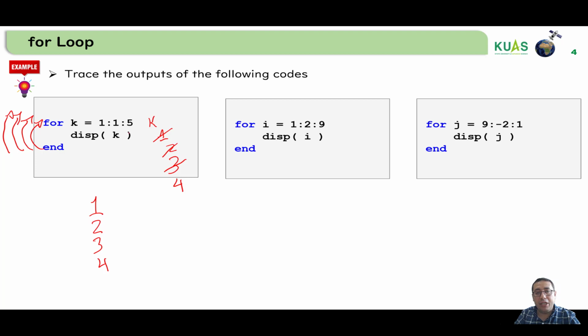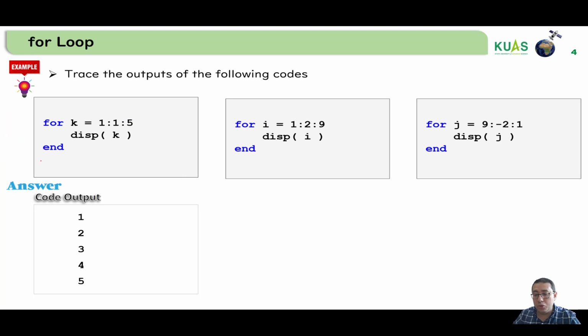So the k will increase by 1, it will be 5. This is the last value. So this time, we are going to display k, which is 5, and end and finish. So we will not continue. So if we just show the output from the code, it will be 1, 2, 3, 4, 5. Okay, let's check the next code.